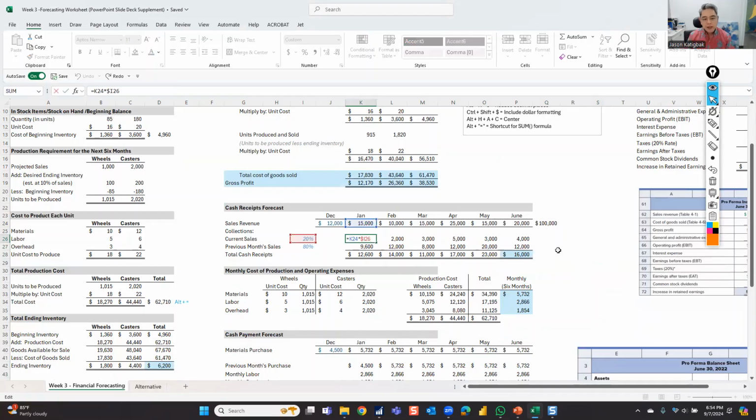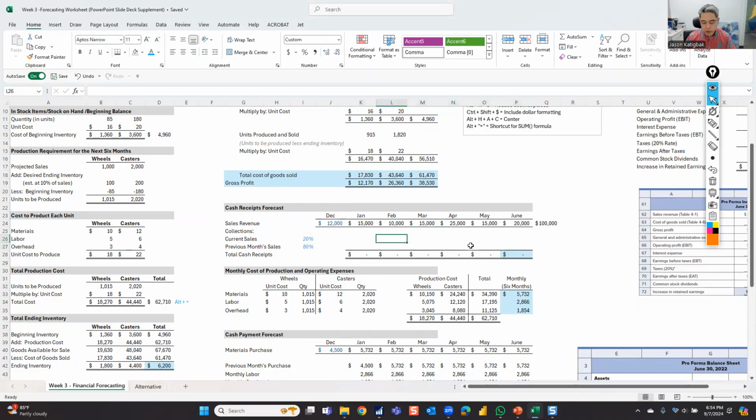So what we're saying is that 20% of the current month sales, say January, is collected in the month. That's why we will just multiply here. Easy, right? And then 80% of the prior month is collected in the current month. So that's why December exists here. So if I take this out as a formula, I will do it this way: 15,000, which is the January sales, multiplied by 20%.